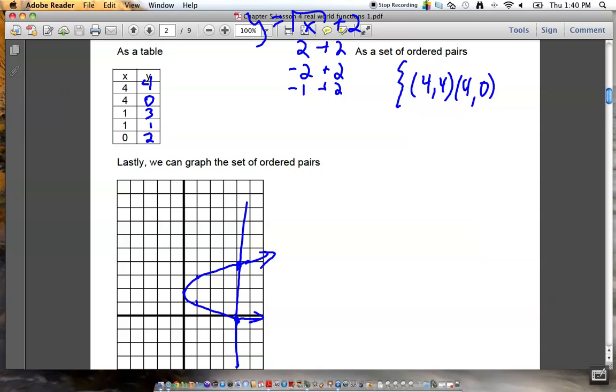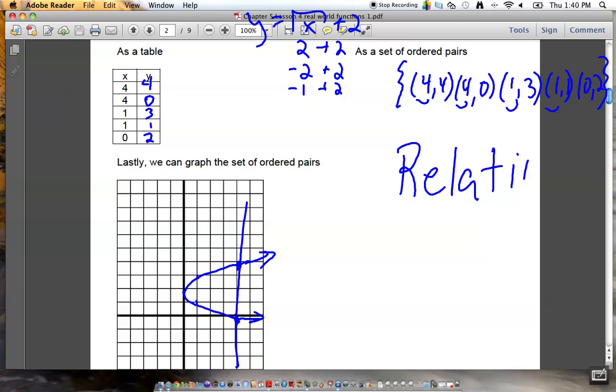4, 4, 4, 0, 1, 3, 1, 1, 0, 2. Look, the 4 goes twice and the 1 goes twice. Both of those indicate that that is not a function, okay? So I put this example up there to show you that we could operate like with a function, but have it work out that it's actually not a function. And if something's not a function, we call it a relation, okay? So this could also be called a relation. All right.